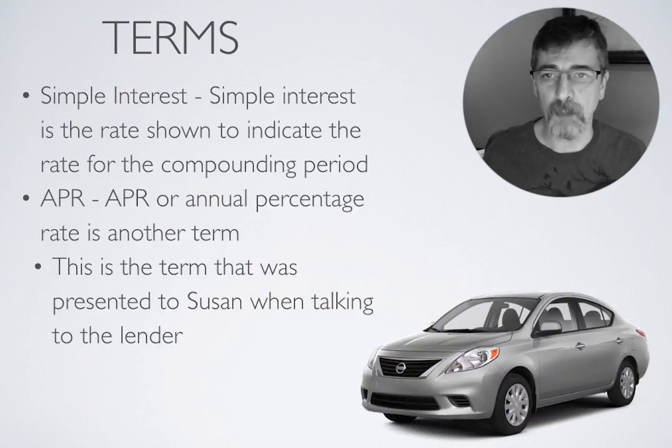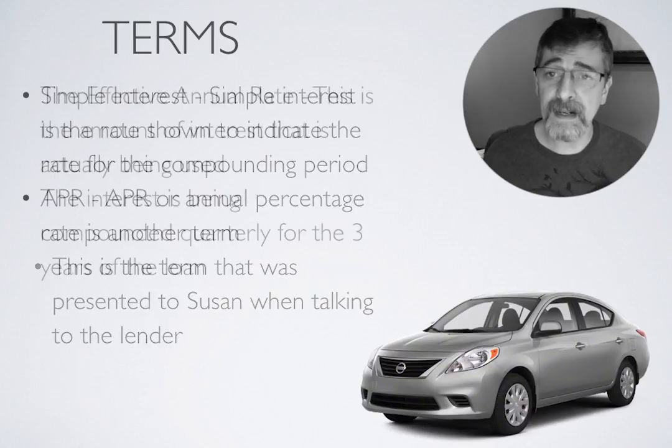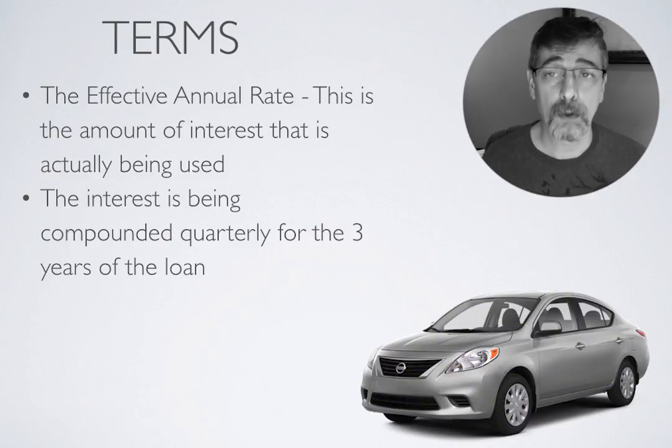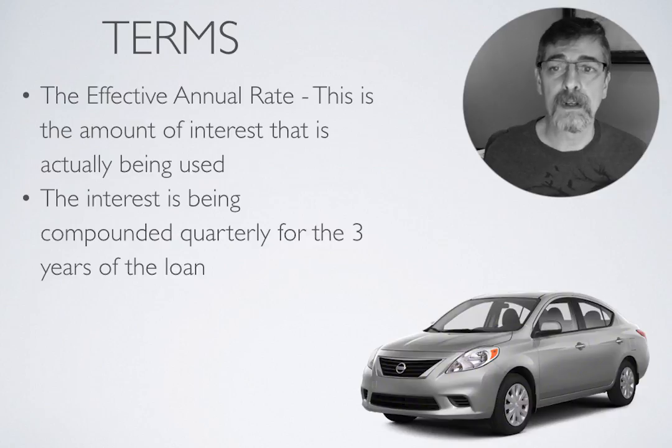rate would be 12%. Now, the effective annual rate is the amount of interest that's actually going to be paid, or actually going to be used when figuring out Sue's actual quarterly payments. The interest rate is being compounded quarterly for those 3 years of the loan. Since the interest is being calculated quarterly rather than annually, her payments are going to be slightly greater.